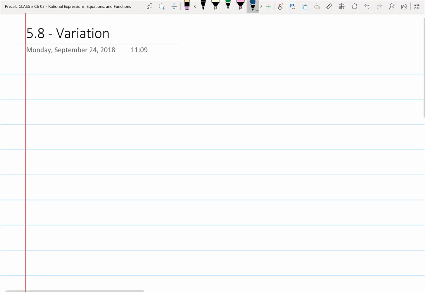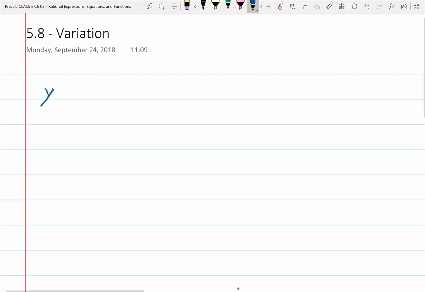This lesson has to do with the idea of variation, meaning that as something happens to one variable, something else happens to another variable. If I were to say that y varies directly with x, what I'm saying is that y could be the same thing as x, but usually not. It's the same thing by some sort of proportion.